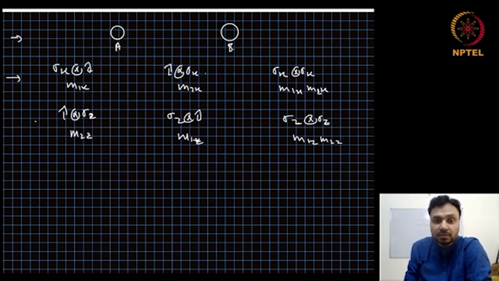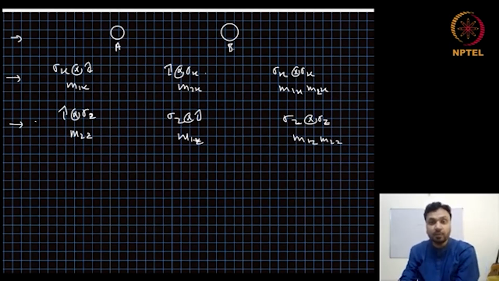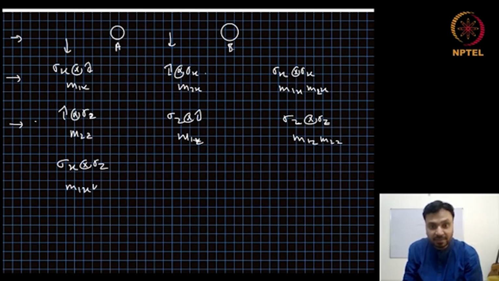So till now we were going row wise, that we have one element of physical reality, another element of physical reality, they commute, and so their product is also an element of physical reality, and we get the product of their outcomes as the outcome of the product. Now we can go column wise. Sigma x tensor identity and identity tensor sigma z, they commute. So the element of physical reality sigma x tensor sigma z will have outcome m1x, m2z. Similarly here, sigma z tensor identity and identity tensor sigma x give sigma z tensor sigma x, and the outcome is m1z, m2x.